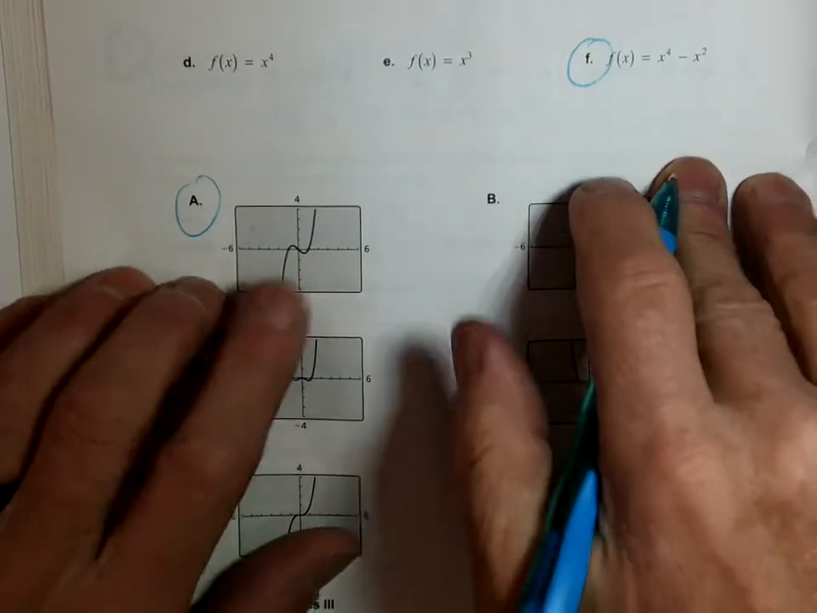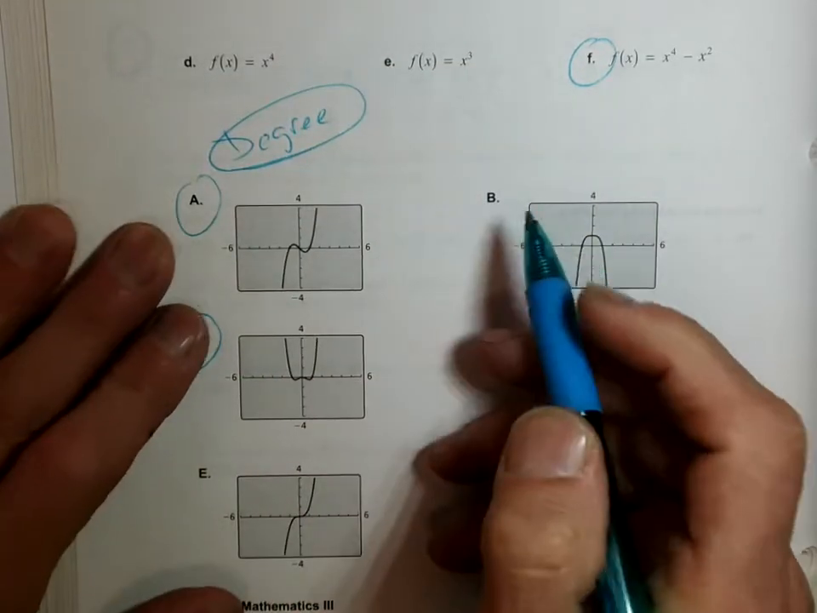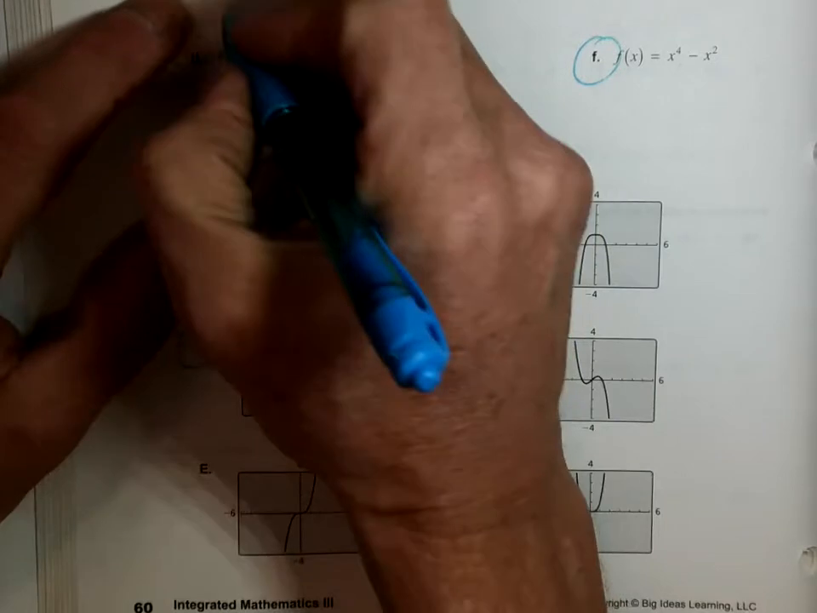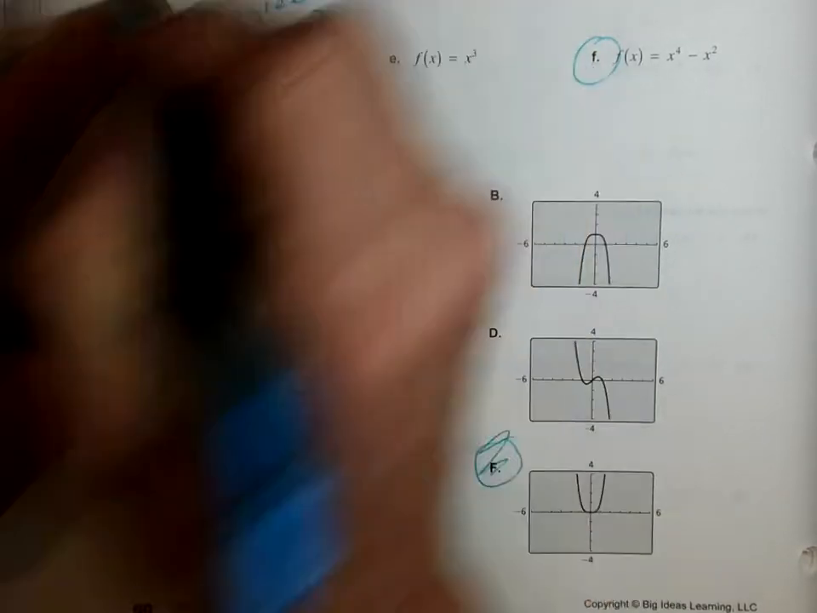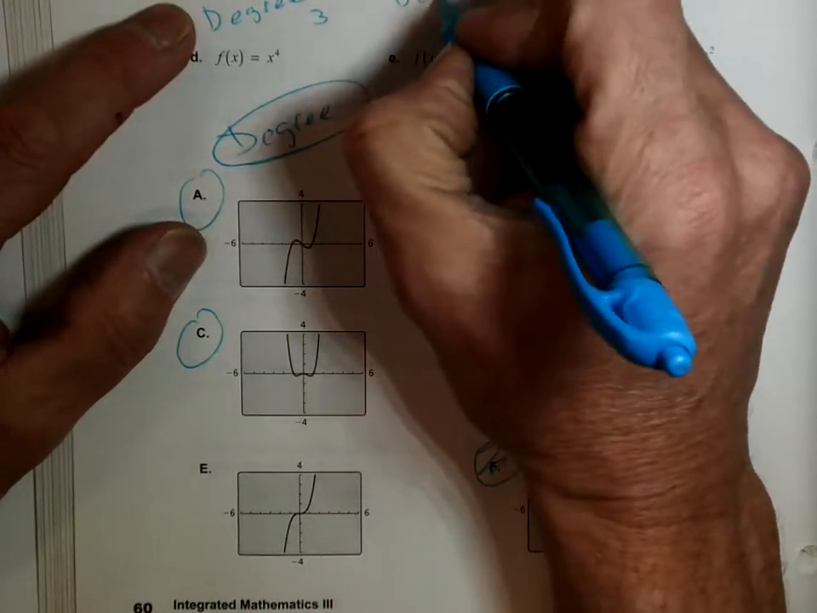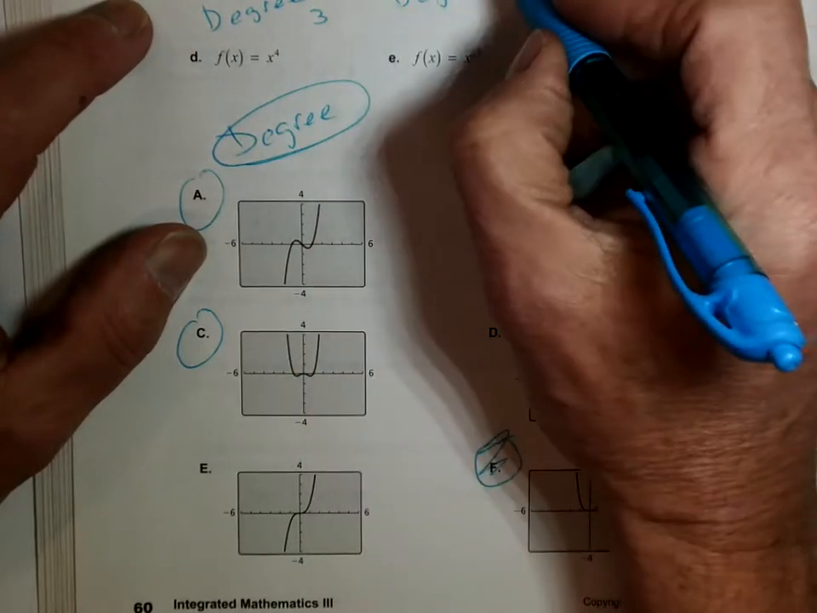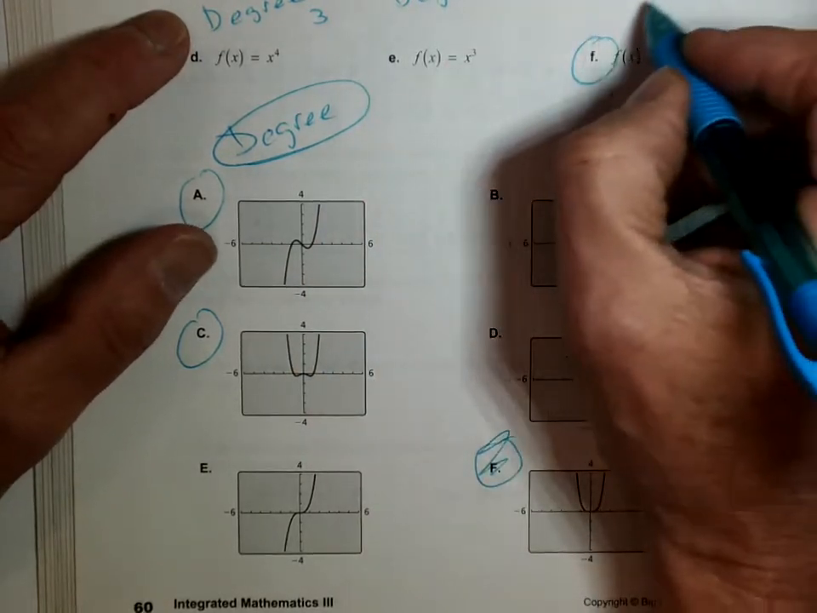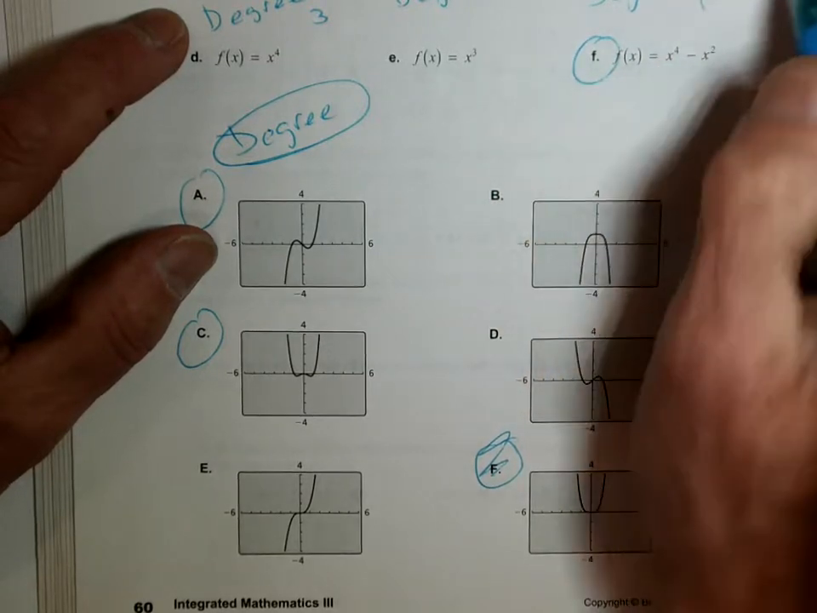All right, so the degree. The degree is always the highest exponent. In A, the degree is 3. In B, what's the degree? 3. What's the degree in C? 4. Yep, it's that easy. It's just the highest exponent, okay?